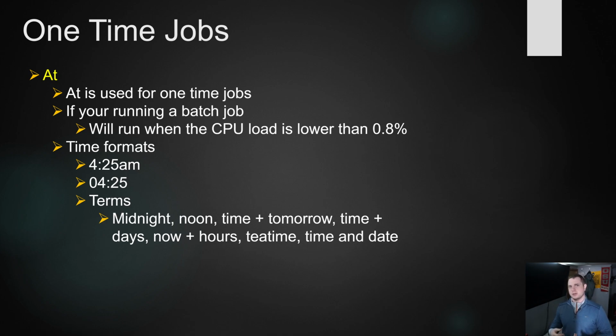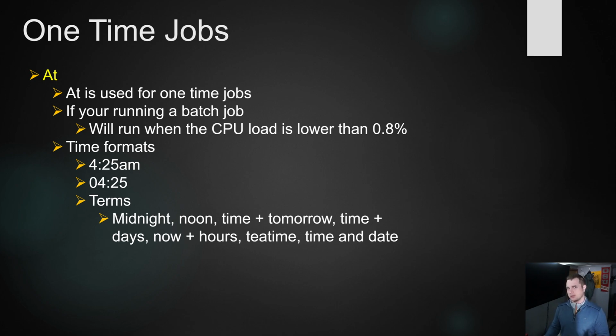One-time jobs, we're going to use the at package, which we're going to have to download from a repository, but at is used for one-time jobs. If you're running a batch job, this will be dependent on CPU load. So just like in the last lecture, in terms of priority, that's when nice priority is going to be essentially when it's going to run.